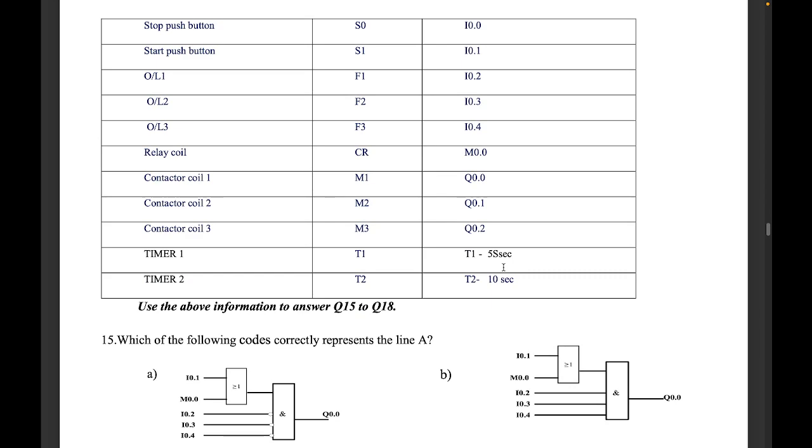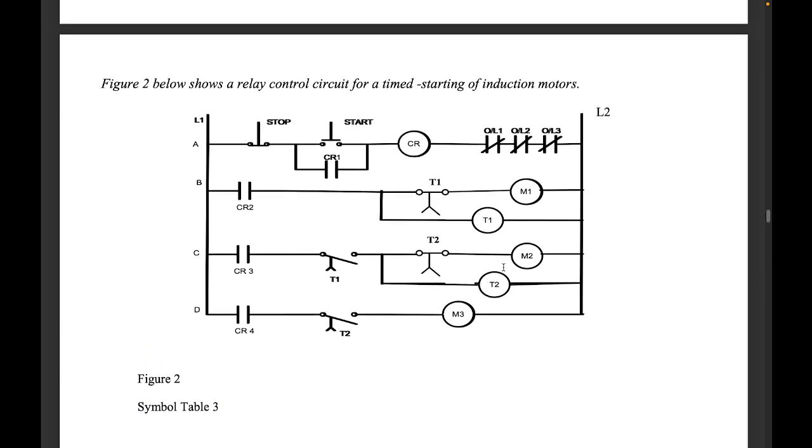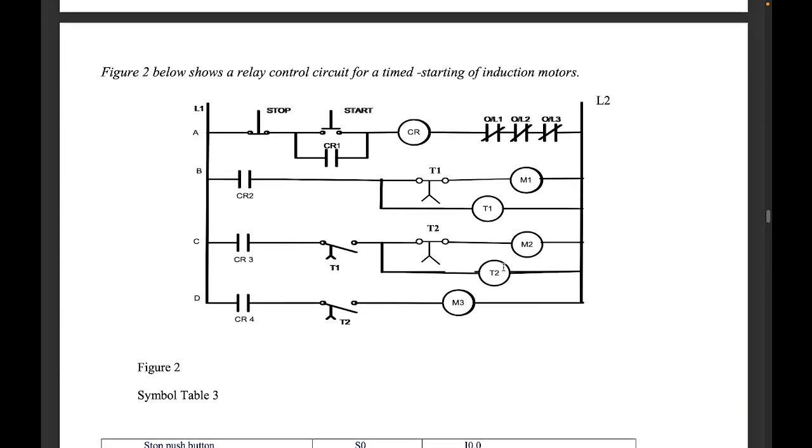Okay. So now here, let's see the circuit. When I press the start here, I complete this line, so current can flow through line A. Current flow through line A energizes the CR. CR is a contactor or relay. As soon as CR gets energized, all of its contacts reverse their position.